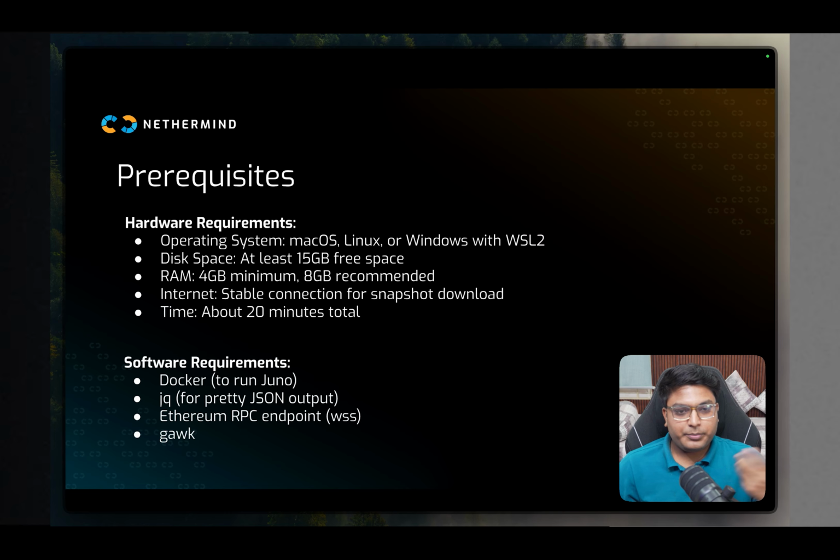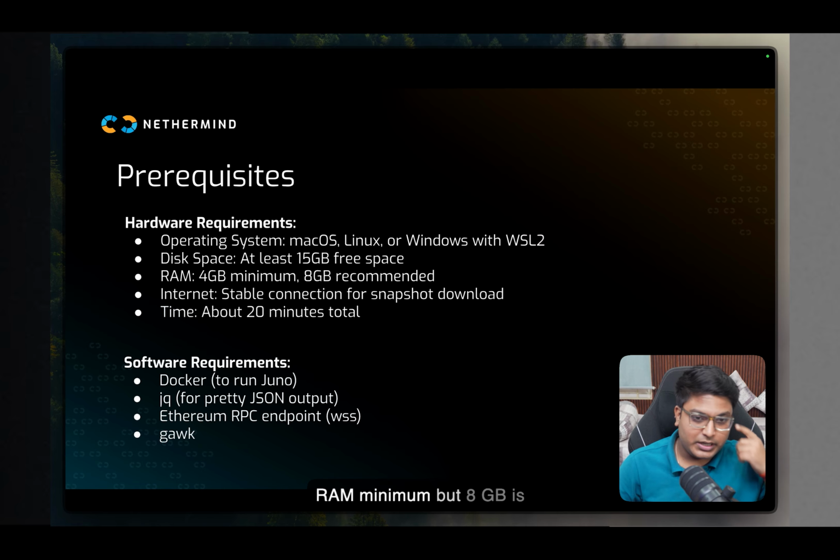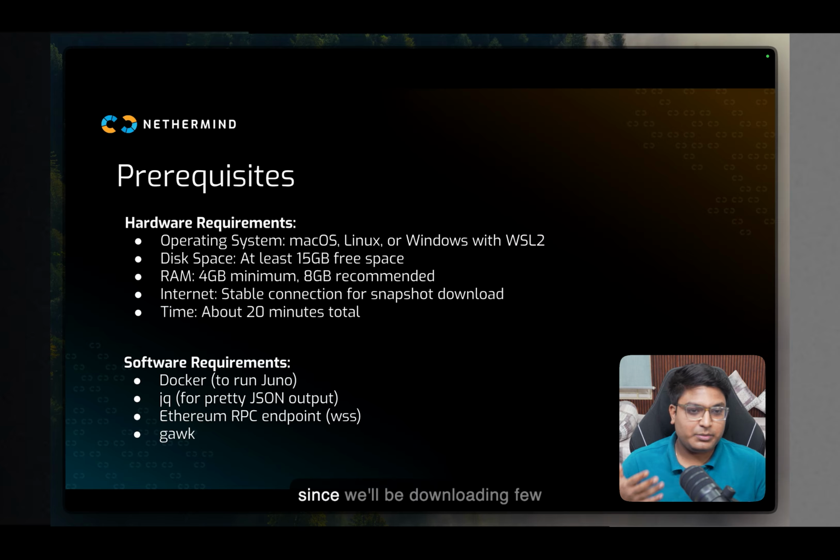Let's talk about the prerequisites. When it comes to hardware requirements, we need a Mac or a Linux system, or Windows is also fine, but we need to have WSL installed in that. You'll need about 15 GB of free space. As right now we are dealing only with testnet, this much space is enough. Then we'll require 4 GB RAM minimum, but 8 GB is better. And we also need a decent internet connection since we'll be downloading a few GB of data for the snapshots. So the whole thing takes about 15 to 20 minutes or so.